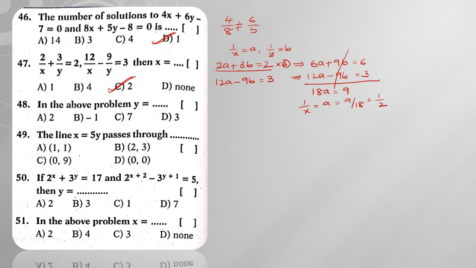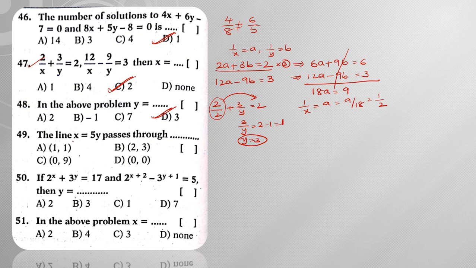Next, in the above problem, what is the value of y? So simply replace x with 2. Then in the first equation you substitute x is equal to 2, so 2 by 2 plus 3 by y is equal to 2. So 2 by 2 is nothing but 1. So when I transpose, I get 3 by y is equal to 2 minus 1. So 2 minus 1 is nothing but 1. So from this y is equal to 3. Hence the value of y is 3.